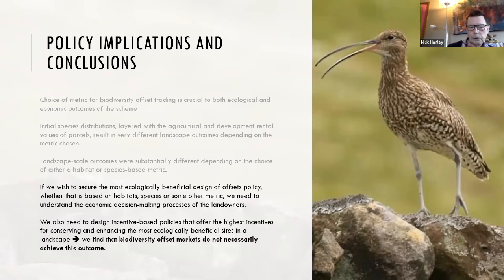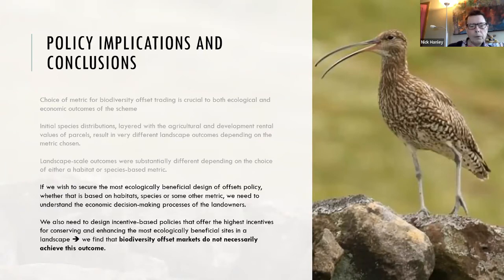If we wish to secure the most ecologically beneficial design of an offsets policy, whether that's based on habitats or species or some other metric like DEFRA's metric 3.0, we need to understand the economic decision processes of the landowners. And in a very crude way, that's what our agent-based model is doing. It's basically saying every farmer, every land manager in this area, make an economically rational choice between these three mutually exclusive uses of your land. Carry on farming, build houses, create offset credits.